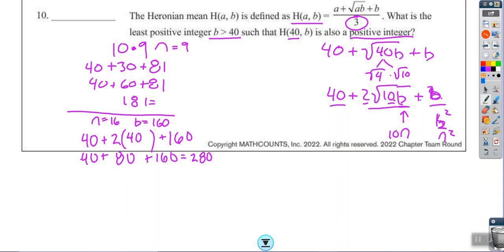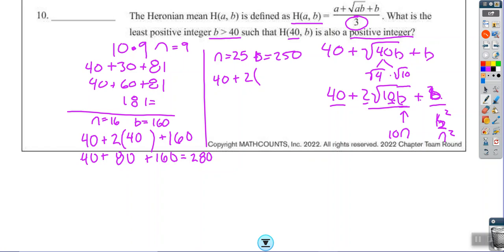All right, so what's the next n value? We should try 25, because we're looking for the lowest possible. So n is equal to 25, which means that b is equal to 250. So we have 40 plus 2 times... 25 times 10 is 250. Oh my goodness, am I getting myself confused again? Okay, so we have 250 times this 10 right here, which is 2,500.